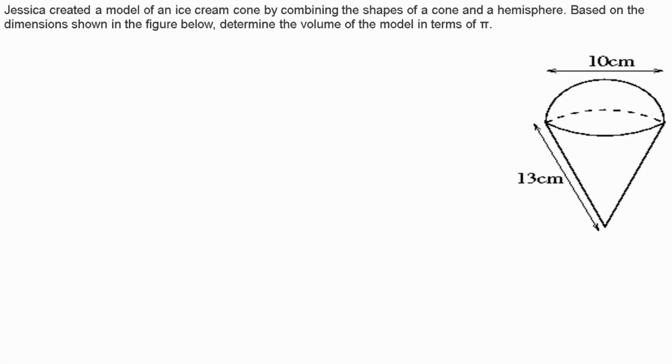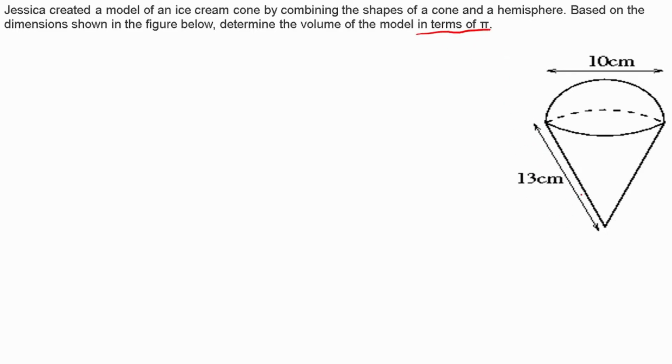All right, our next one, it says Jessica created a model of an ice cream cone by combining the shapes of a cone and a hemisphere. Based on the dimensions shown in the figure below, determine the volume of the model in terms of pi. So once again, it says in terms of pi. That means we do not multiply by pi.